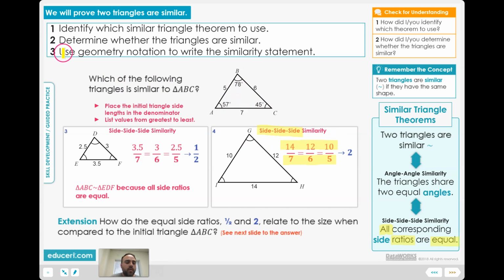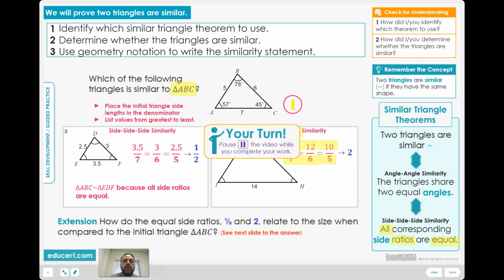Let's read step number 3. Ready? Read. All right, I will give you a moment to properly match up corresponding angles to create our statement that will be similar to triangle ABC.